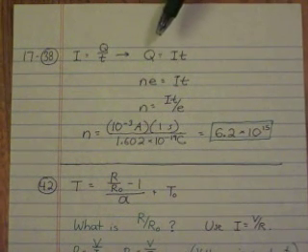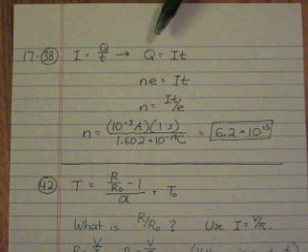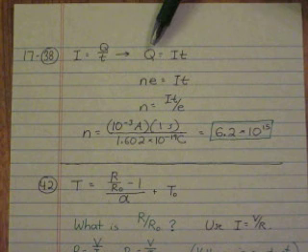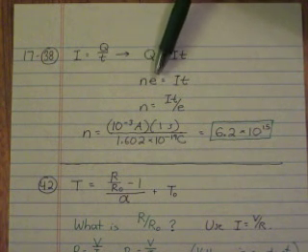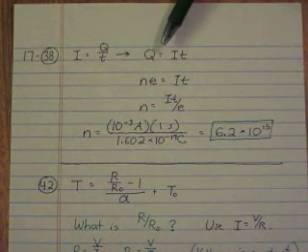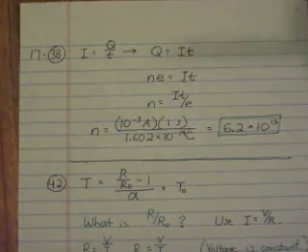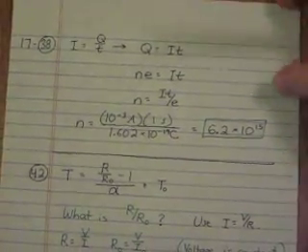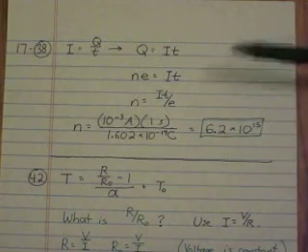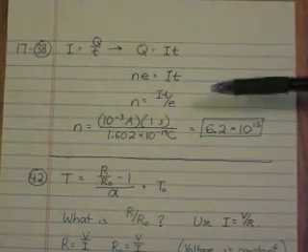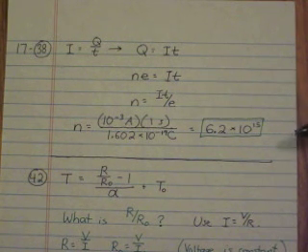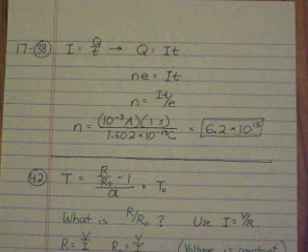Now Q is the charge. If we want to know about the number of electrons for a given charge, we can replace charge with the number of electrons times the charge of each electron. So I've replaced Q with N, which is what we're solving for, times E, equals IT. And we solve for N. It's current times time over the elementary charge. And so you plug in those numbers and you should get 6.2 times 10 to the fifth electrons.